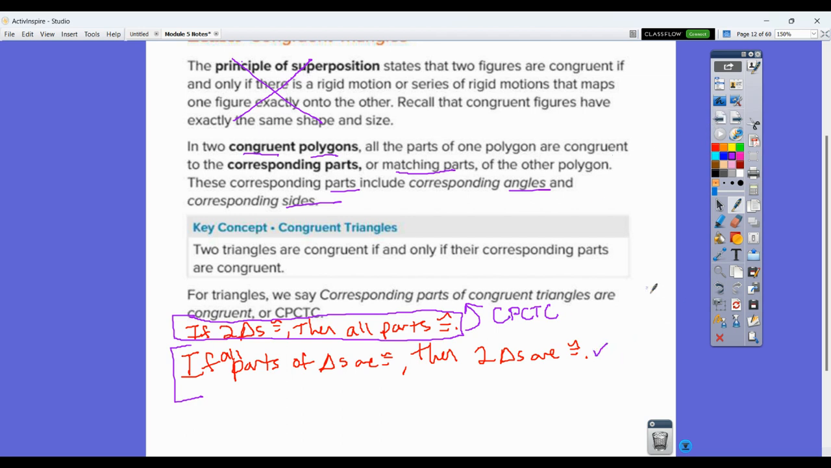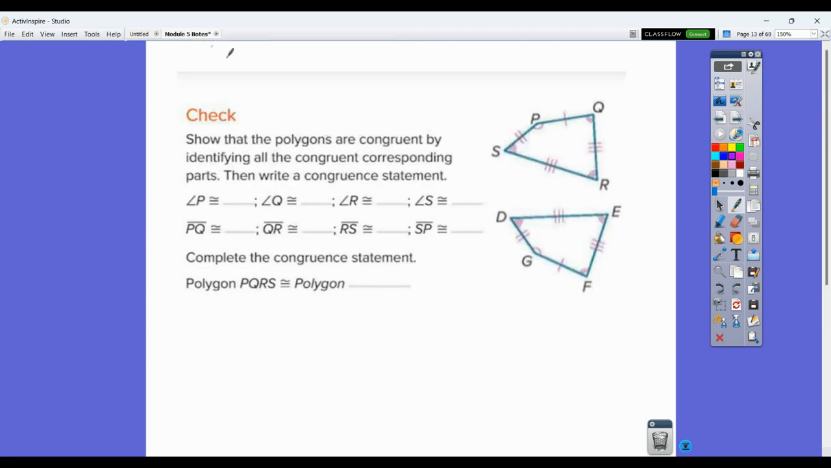So we're going to run with this idea: if all parts of triangles are congruent, then the two triangles are congruent. So we want to show that the polygons are congruent by identifying all of the congruent corresponding parts, then write a congruence statement. So everything is marked. You can see the tick marks in here. Remember, 3 tick marks is different than 1 tick mark, okay? And the number of little arcs in the circle out here, so 2 versus 3 versus 4, is different than the 1 little circle in there.